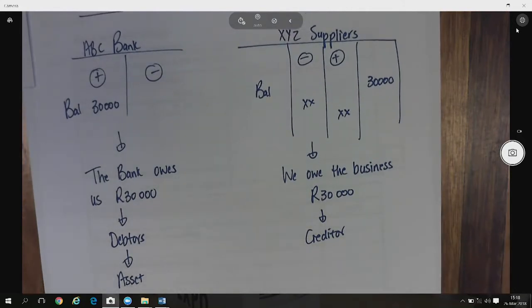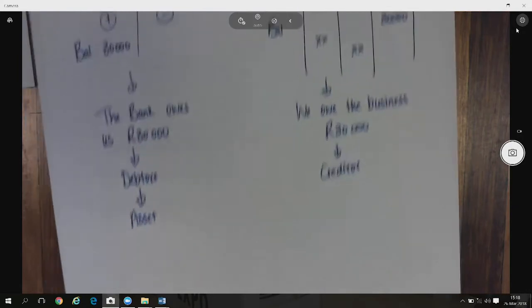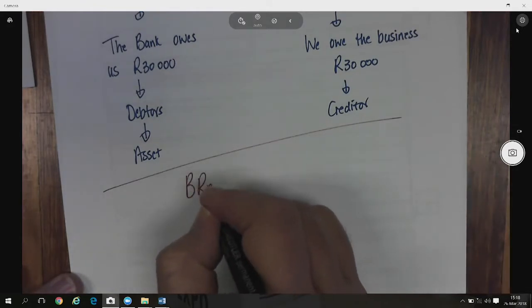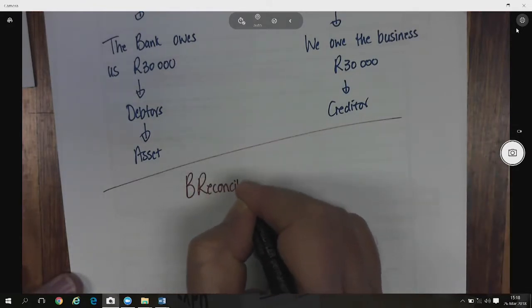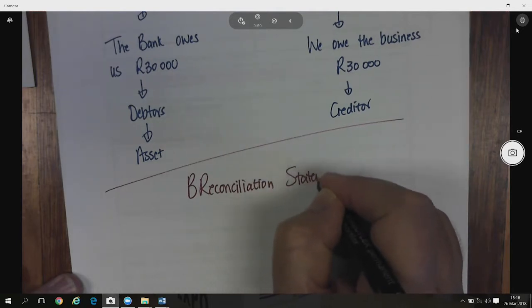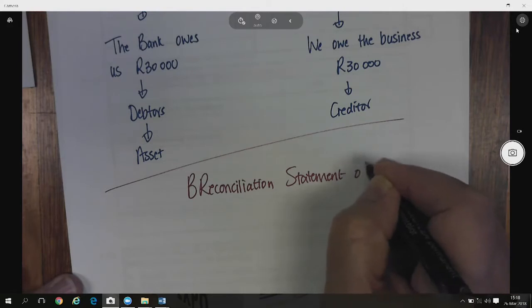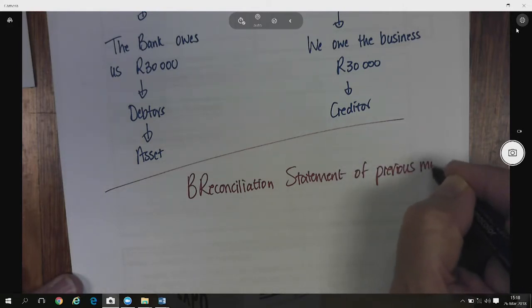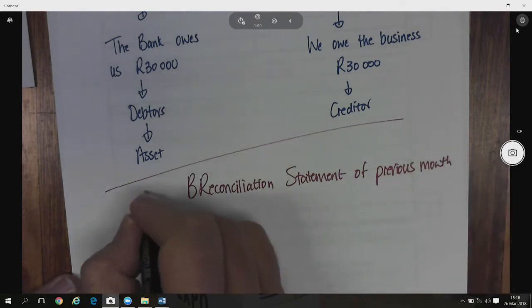So what do we do? We compare. In grade 12, they're never going to ask you to compare and tick, tick, tick the whole time. They're going to give you information. What are they going to give you? They give you the bank reconciliation statement of the previous month. That is the first thing that they will give you.